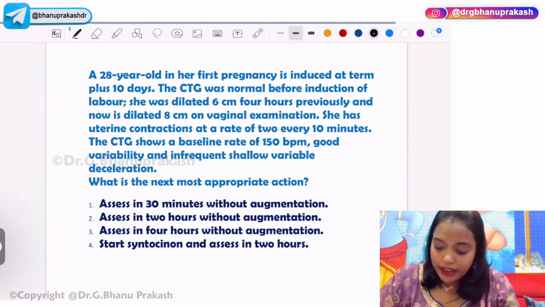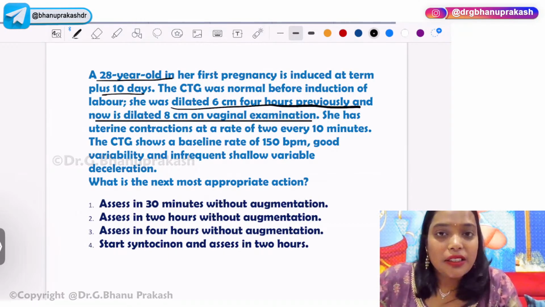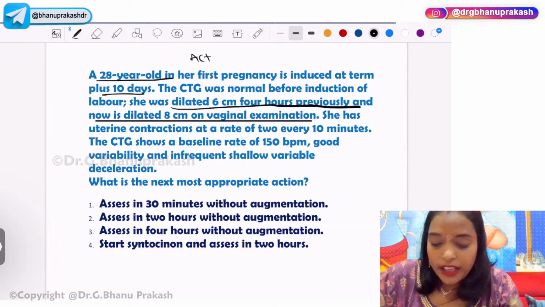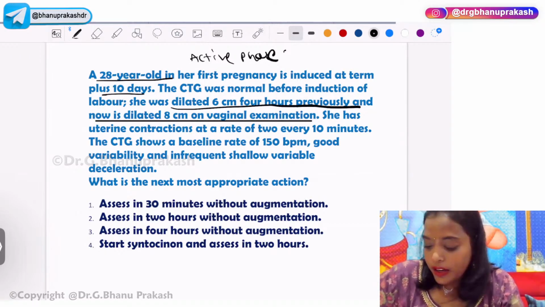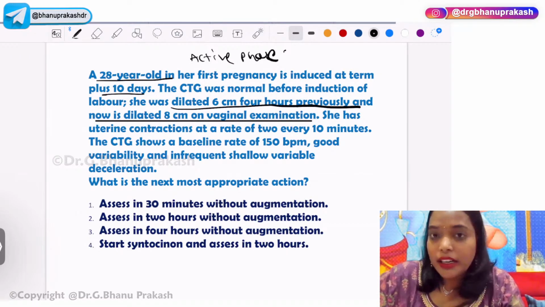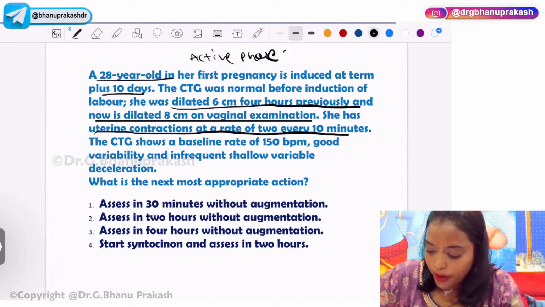A 28-year-old in her first pregnancy is induced at term plus 10 days. CTG was normal before the induction of labor. She was dilated 6 centimeters 4 hours previously and is now dilated 8 centimeters. So basically, she's in which stage? She is in active phase. In active phase, ideally the rate of dilatation should be 1 centimeter per hour, but she was 6 centimeters 4 hours previously and now she's 8 centimeters. She has uterine contractions at a rate of 2 every 10 minutes.